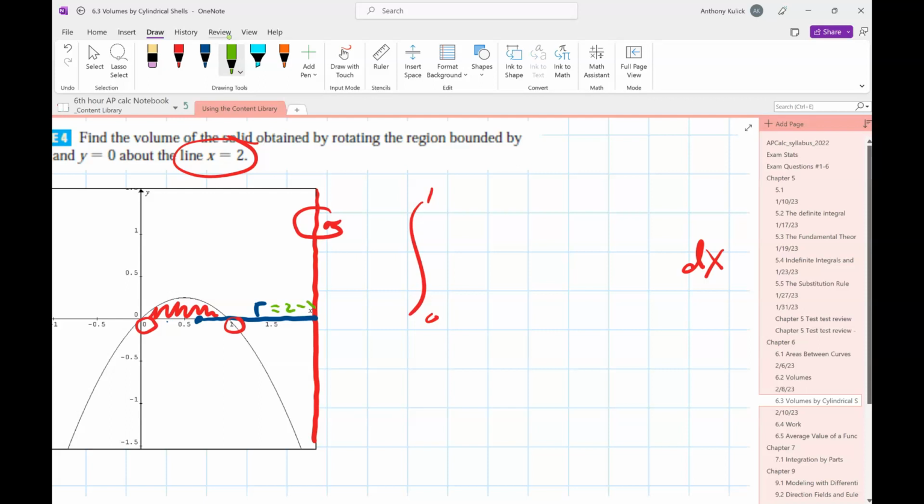Because we know that this distance is 2, and we know this distance is x. How do you know that? Because that's how you plot a point. You go x to the right, and that's our point.